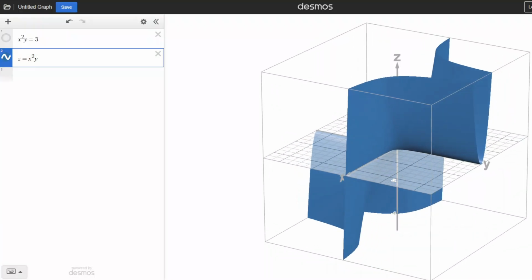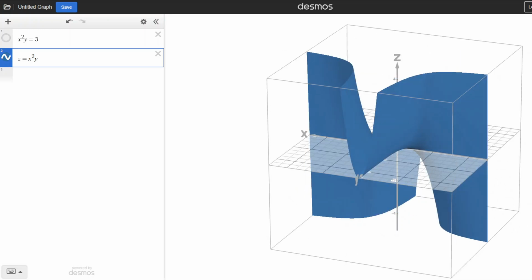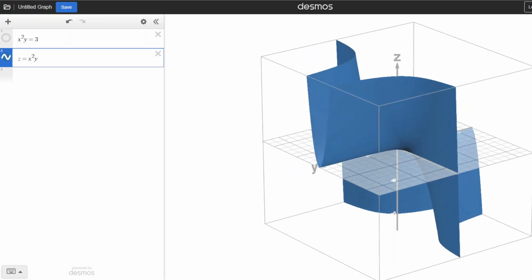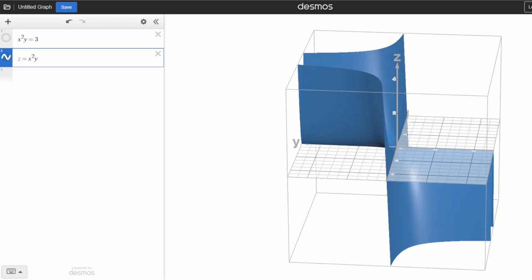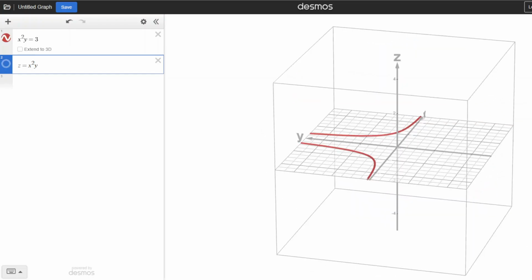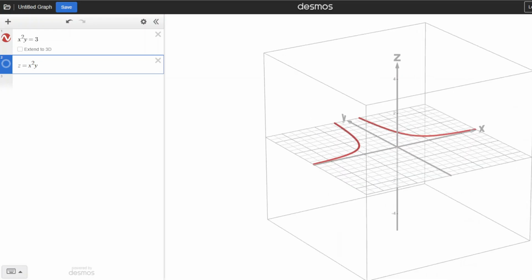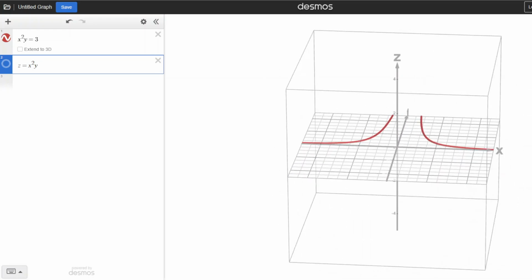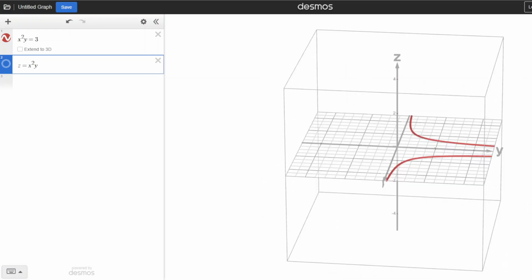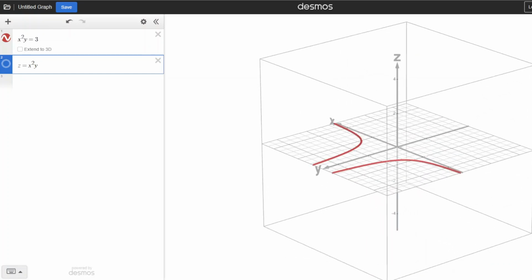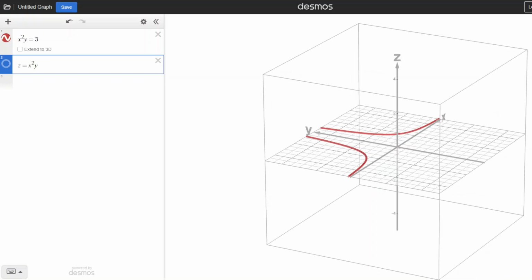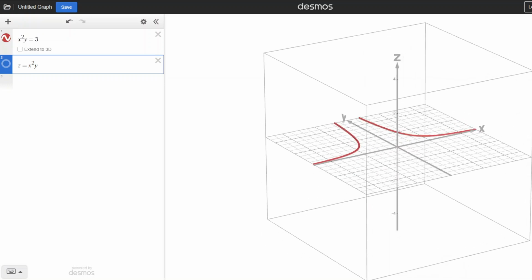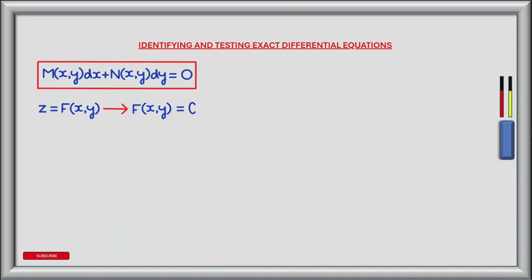So z equals x squared multiplied by y is described in 3 dimensions by the blue region shown here. And so f of xy in this case is x squared multiplied by y. If we now take a slice parallel to the xy plane at some point, so in this case z equals 3, you'll see that we're left with flat curves on the xy plane. And this is the type of solution we find when we solve an exact differential equation. Function f in this instance is known as the potential function.